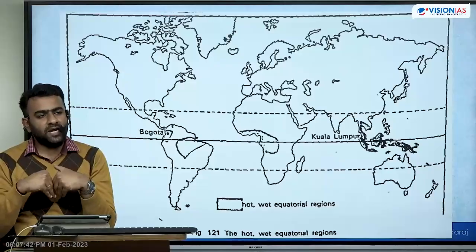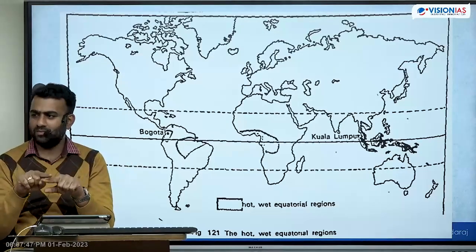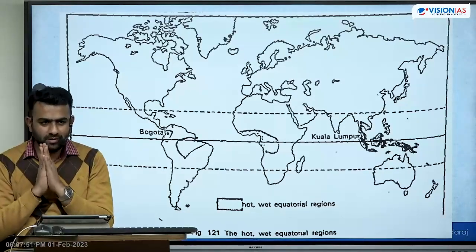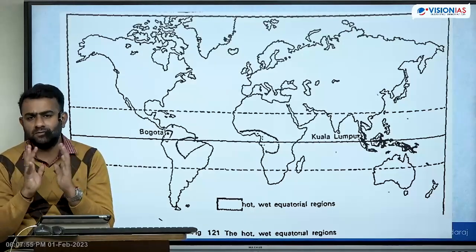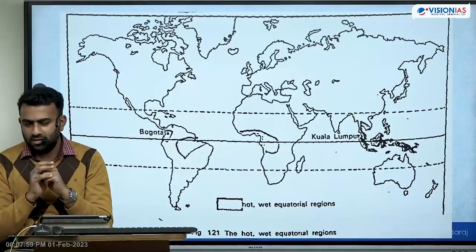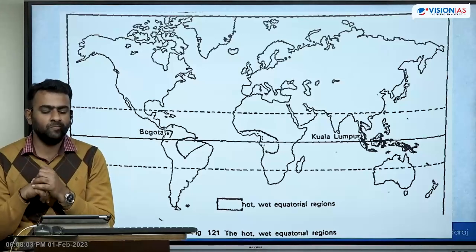So जितना plant diversity होगा उतना animal diversity भी रहेगा. Because plants support the animals, birds, reptiles, insects, सब कुछ. Right? So that is why hot and wet equatorial regions are one of the richest in terms of life. This is where we have evergreen rainforests. उसको बोलते हैं evergreen rainforests. Okay, so write about this.